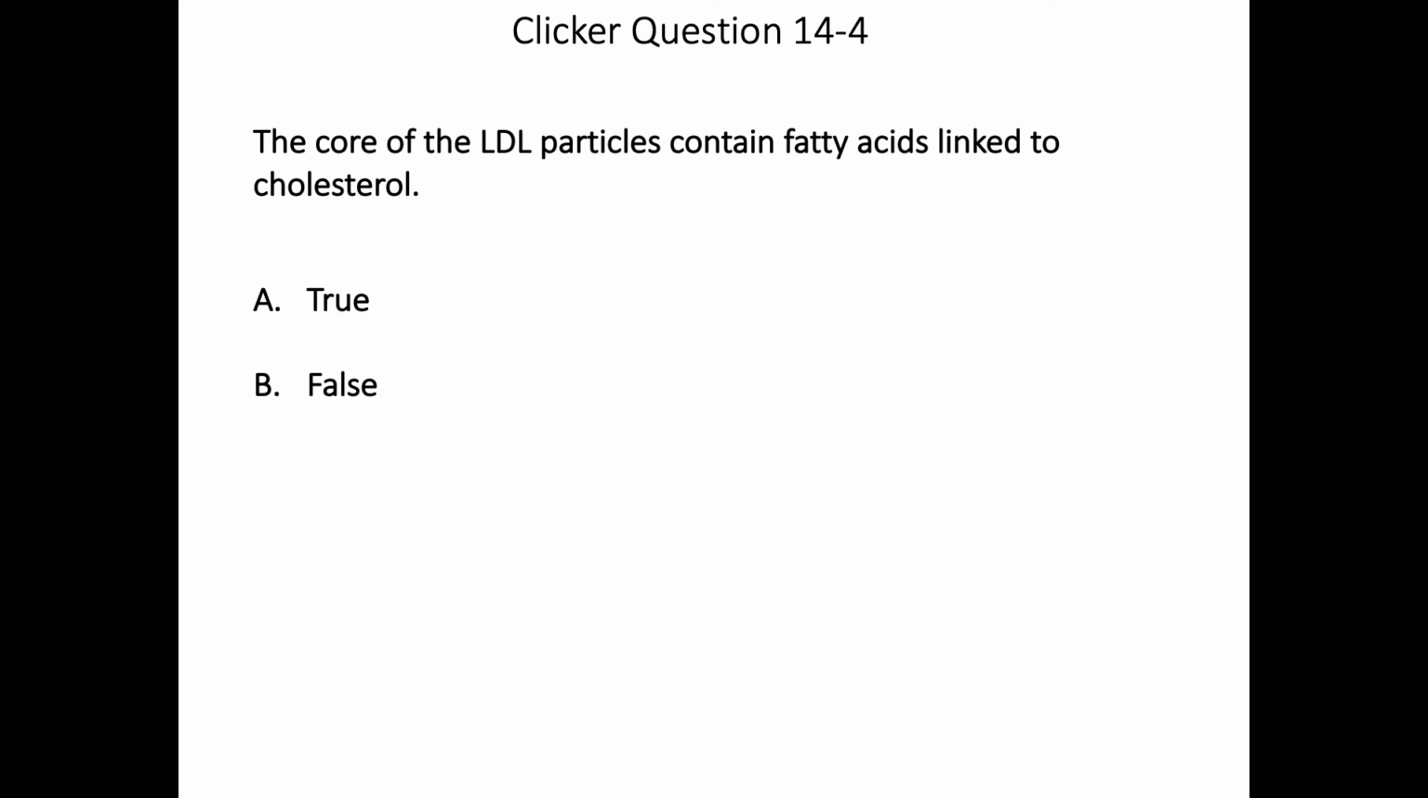This is a trick question as well. The core of the LDL particle contains fatty acid linked to the cholesterol. True or false? All right, 1 minute, stopping it now. So 64% true, 33% false. True is the correct answer.